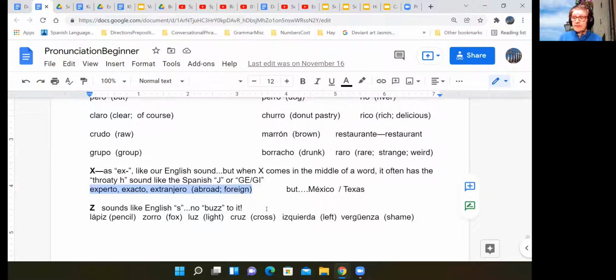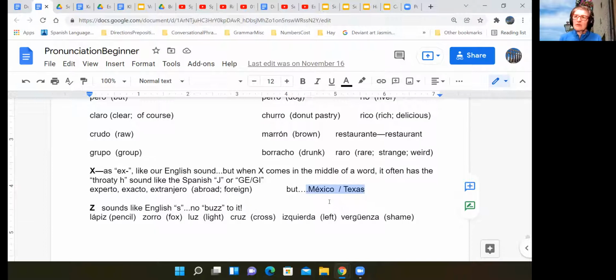Here's a word that you hear a lot if you're a traveler. Extranjero means abroad, like el extranjero, abroad. Él va al extranjero. He's going abroad. Or something that is foreign, extranjero, okay? Bien.